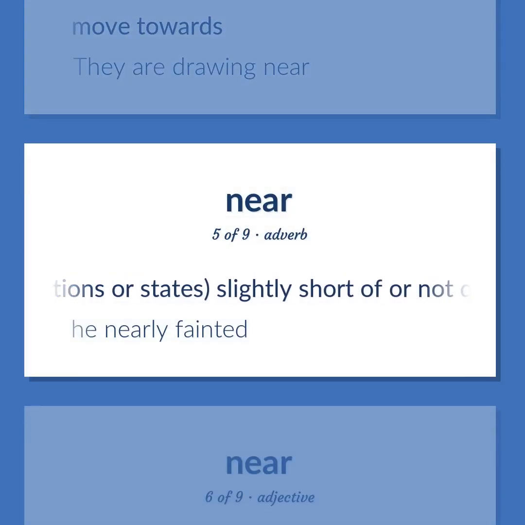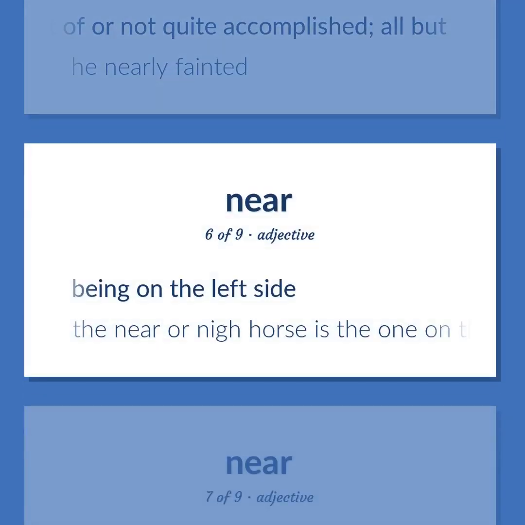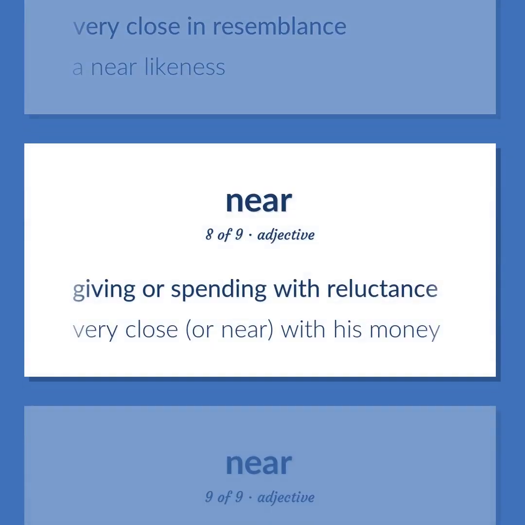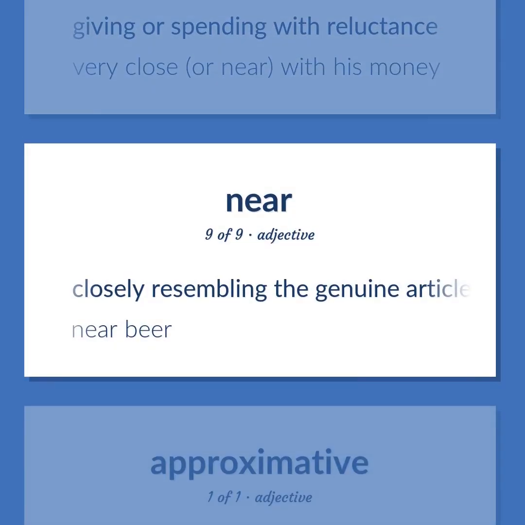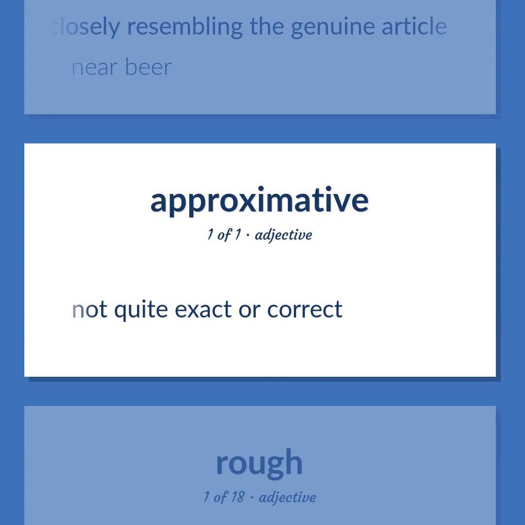Of actions or states, slightly short of or not quite accomplished, all but. He nearly fainted. Being on the left side. The near or nigh horse is the one on the left. Very close in resemblance. A near likeness. Giving or spending with reluctance. Very close, or near, with his money. Closely resembling the genuine article. Near beer. Not quite exact or correct.